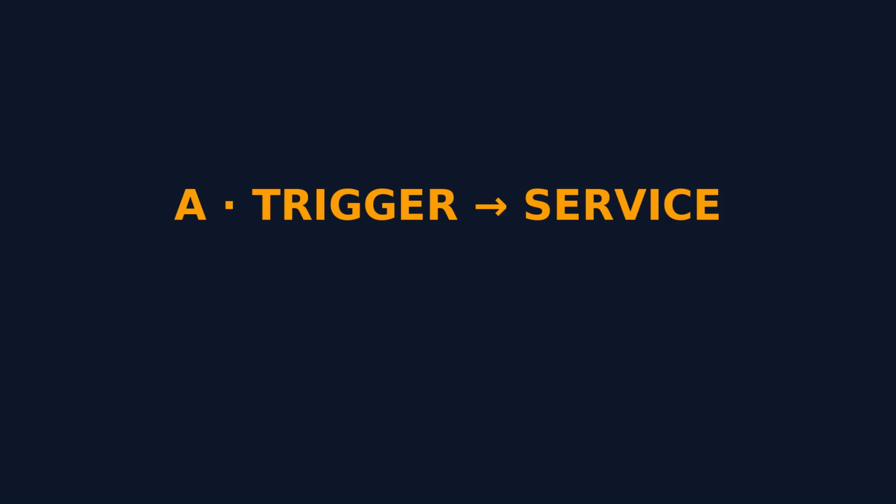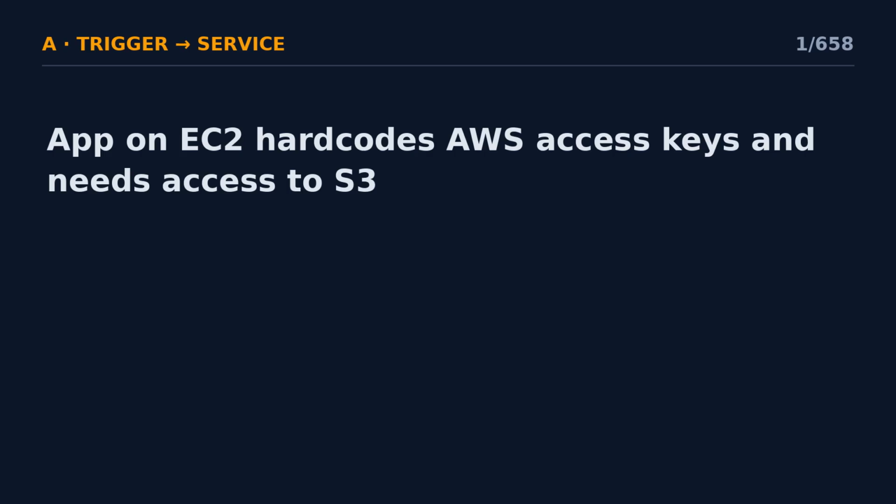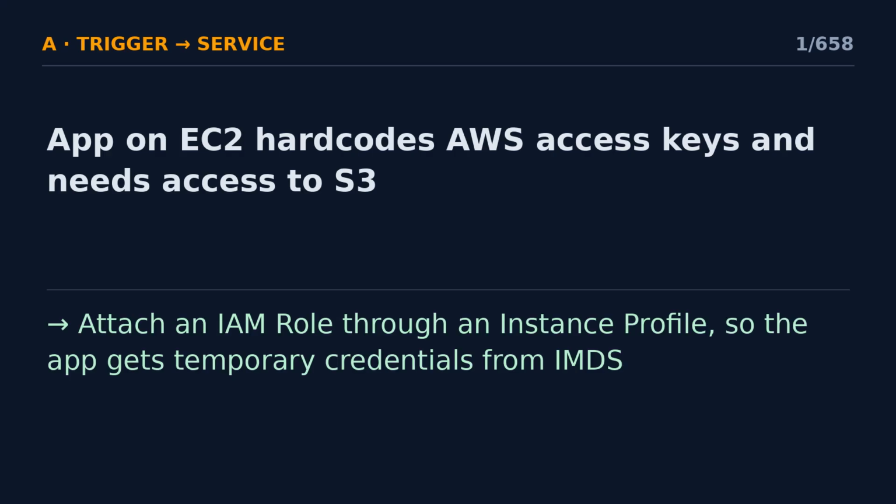Section A. Trigger to service. App on EC2 hard codes AWS access keys and needs access to S3. Answer. Attach an IAM role through an instance profile so the app gets temporary credentials from IMDS.